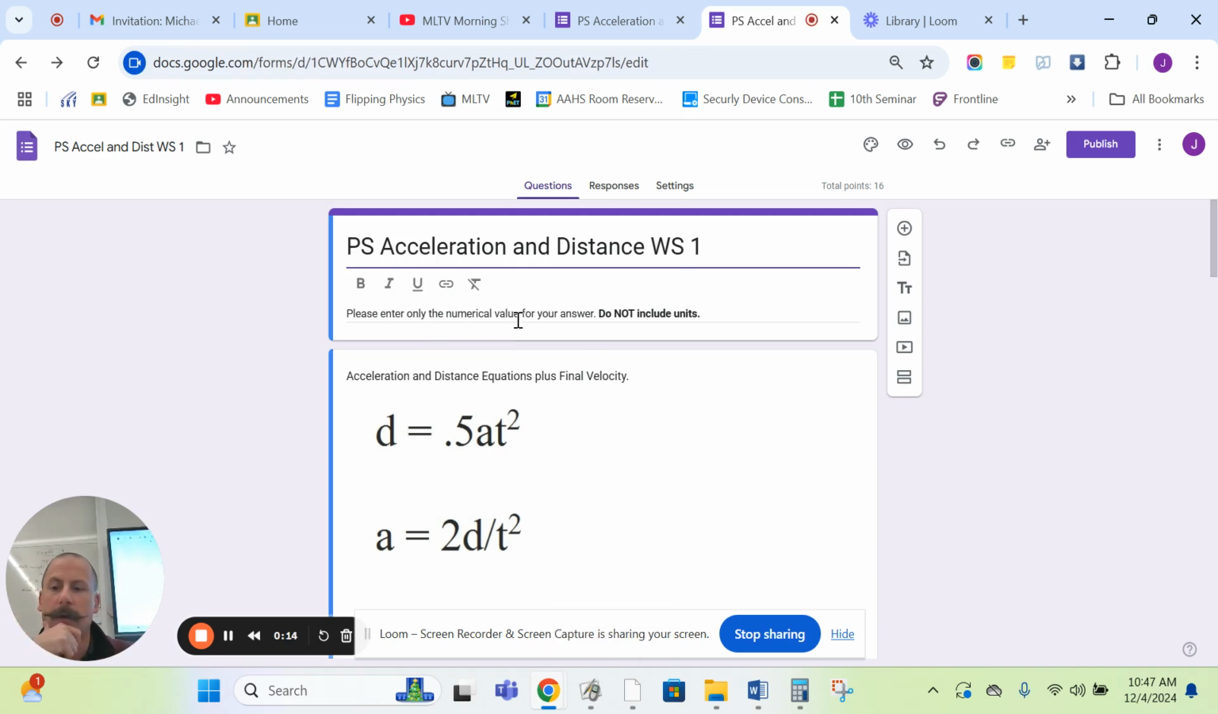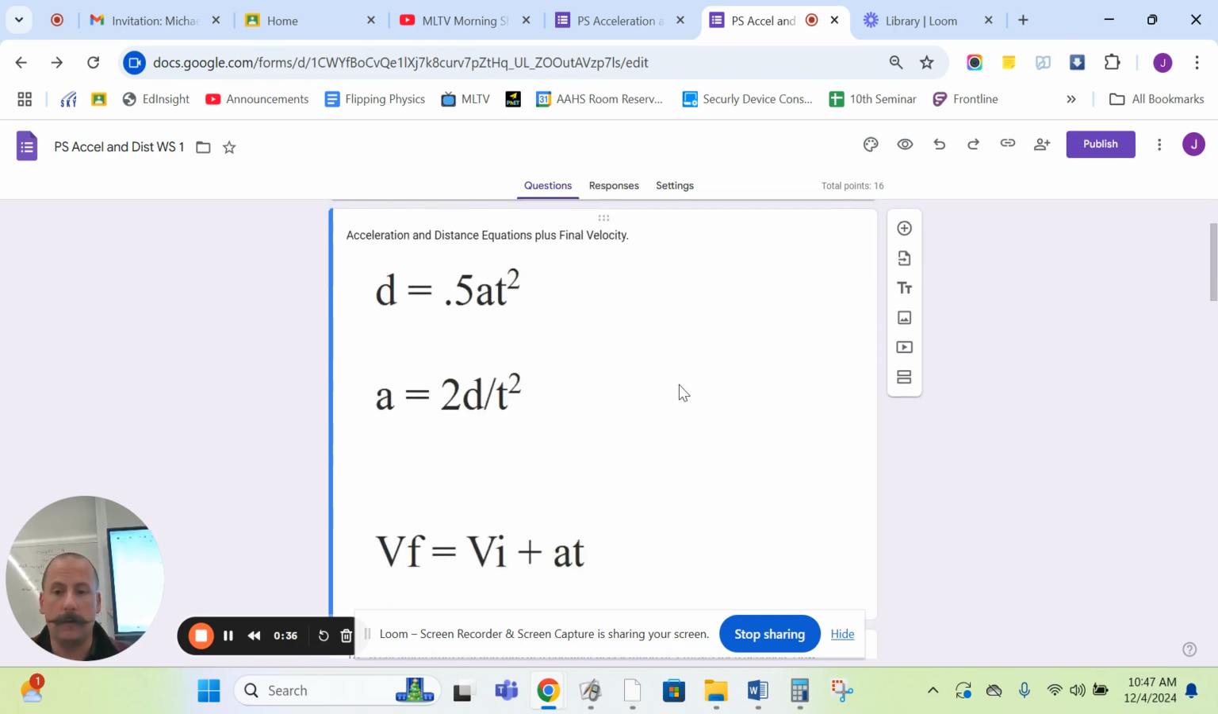distance, please enter only the numerical value for your answer. Please do not include units. I do have some in there, but different variations can cause the answers to be wrong, and that's why I just want you guys to enter the numerical value only. A couple of the ones will tell you to round to the nearest place, so the answer you should get should be a fairly easy one to enter into the Google form.